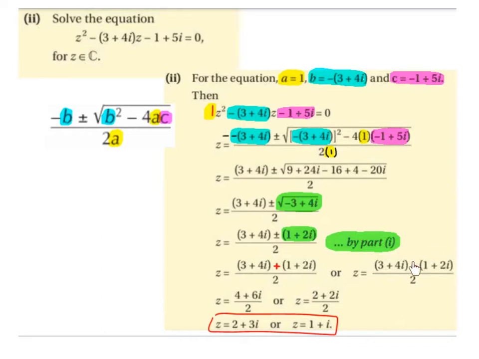Now we work on our minus. So 3 minus 1 is 2, and 4i minus 2i is 2i. 2 divided by 2 is 1. And 2i divided by 2 is i, or 1i. So 1 plus i is our second answer. So we were asked to solve the equation. So our two answers are z equals 2 plus 3i, or z equals 1 plus i.